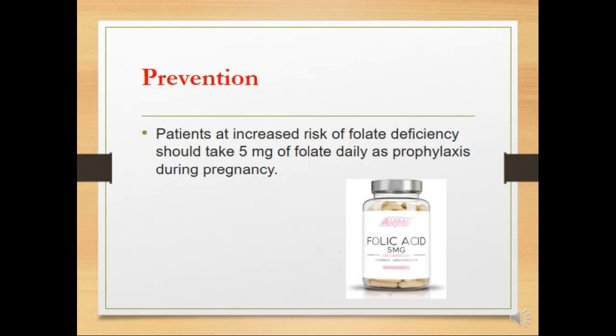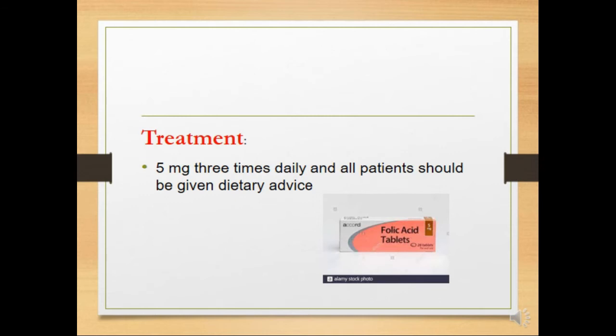How can we prevent megaloblastic anemia? Patients with increased risk of folate deficiency should take 5 mg of folate daily as prophylaxis. Treatment of megaloblastic anemia is 5 mg of folic acid daily, and we should also give diet advice.